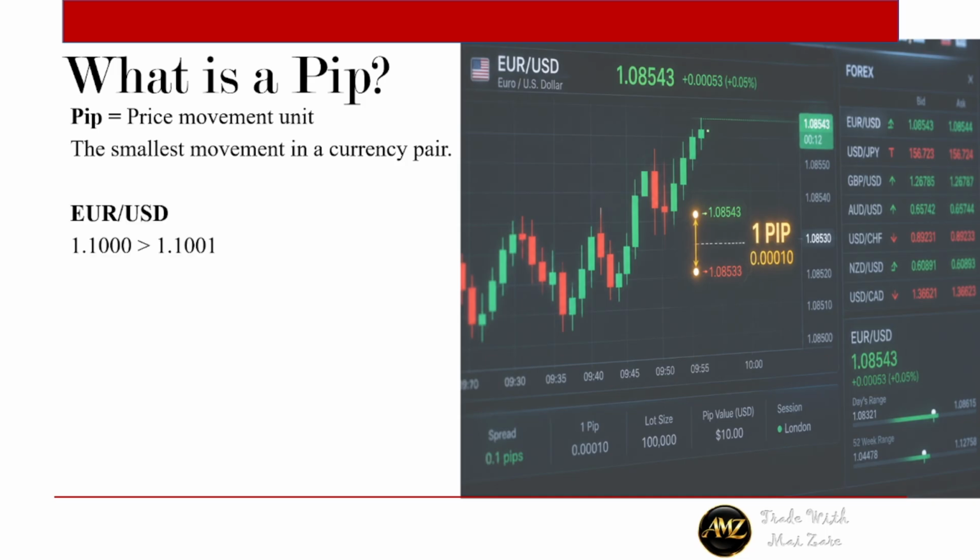Like Euro USD. When Euro USD is at 1.1000, say you are buying euro with your United States dollar. That's buying euro and selling United States dollar. So each euro costs $1.1. Whenever the price moves to $1.1001, then we say there is a movement of 1 pip.